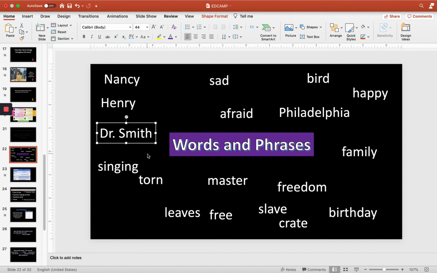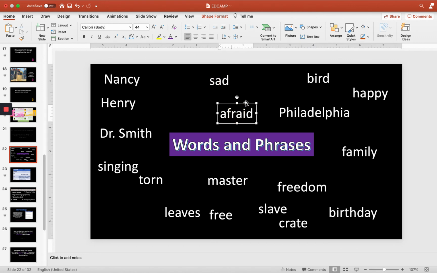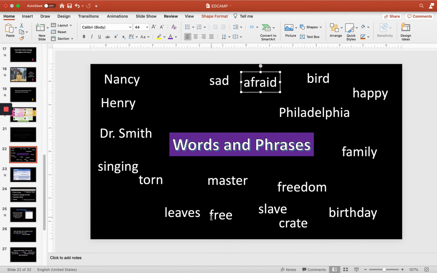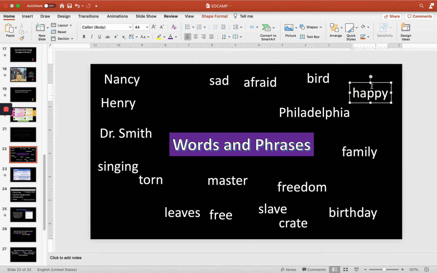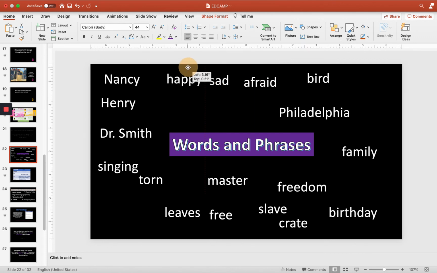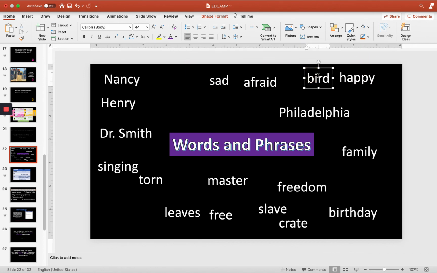Do you remember Dr. Smith and Henry's Freedom Box? He was an abolitionist. So bringing other text in and talking about text, I could do feelings because that would put my feelings together, and we could talk about what feelings Henry had at the beginning, the middle, and end of the story. I thought there was a happy here. Happy, sad, afraid. I could put happy with bird. At some point, I could talk about birds and symbolism.